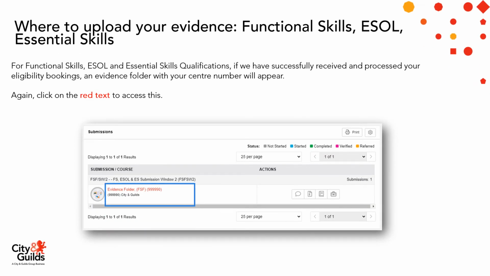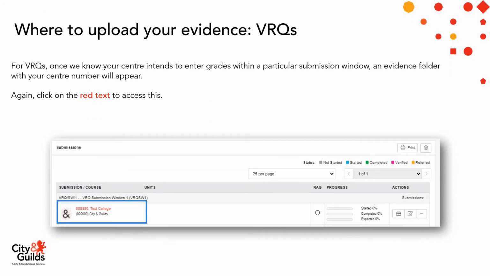For functional skills, for ESOL and essential skills, it'll look a little different. Now, if we've successfully received and processed your eligibility bookings, an evidence folder will simply be there with your centre number. And again, just click on the red text to access this. For category B1 VRQs, we will have received notification in your Centre Policy and Approach form that you intend to submit grades and evidence within a particular submission window. So an evidence folder with your centre number will be here for you to use. And again, click on the red text to access this.